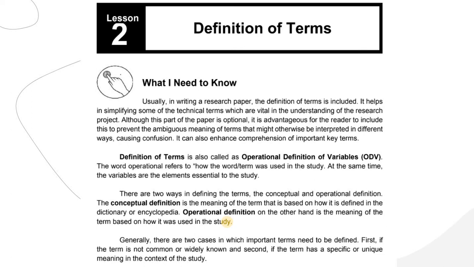Because what this means is that you are writing this operational definition with the consideration of your paper. Ano ba yung context ng paper mo? And that's how you will define the specific term. So generally, there are two cases in which important terms needs to be defined. First, if the term is not common, kapag hindi common yung term, of course, kailangan mong i-define. And second, if the term has a specific or unique meaning, let's say merong mga words na napakadami ng ibig sabihin, you have to clearly define that.